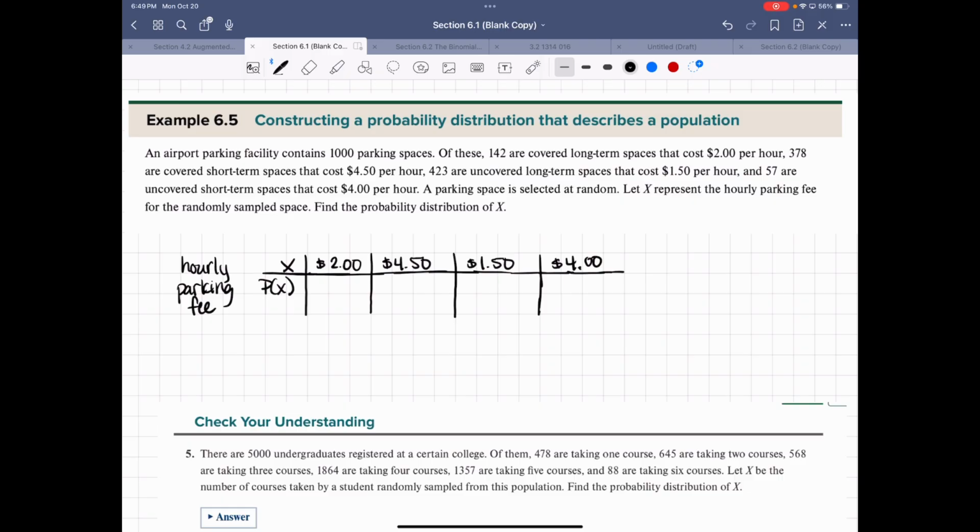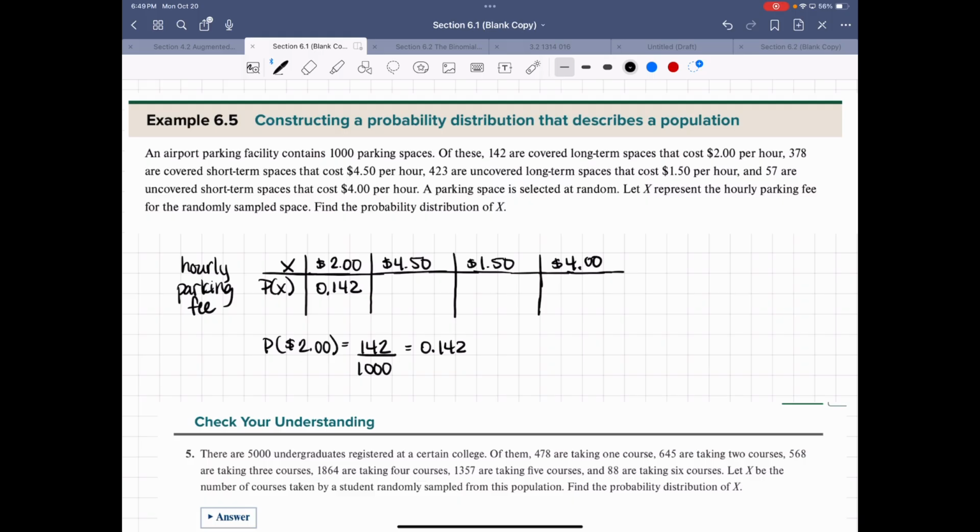Now, we're going to list P of X in terms of a decimal. So below this, I'm going to find the fraction, and then you guys can find the decimal. So let's say the probability of it being a $2 an hour slot. Well, how many of those are there? 142 out of how many total? 1,000, right? Which as a decimal should just be 0.142. Correct? I just moved the decimal place 3 places to the left because I was dividing by 1,000.